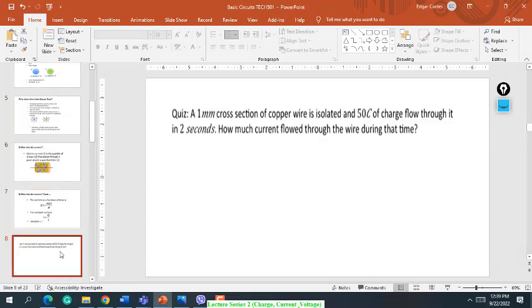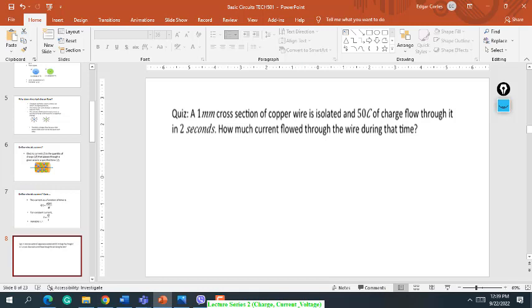So for example, we have an example. Let's see if we really understand the concept as I've discussed earlier. Say we have a 1 mm cross section of a copper wire. Most of our wire at home is made of copper, although there are also silver ones. Suppose 50 coulombs of charge flow through it in 2 seconds. The question is how much current flowed through the wire during that time.